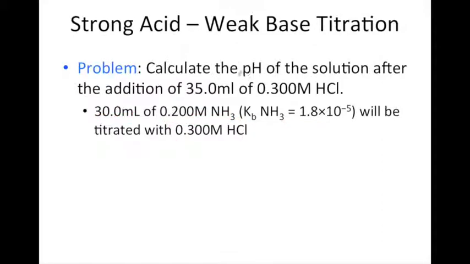So here's the problem we want to look at in this video. We want to calculate the pH of our solution after the addition of 35 milliliters of 0.300 molar HCl. Now, we went over those steps very briefly. Pause the video, work ahead, and see if you can solve the problem correctly. Give it a try, then watch the video and follow along and see if you did it correctly.